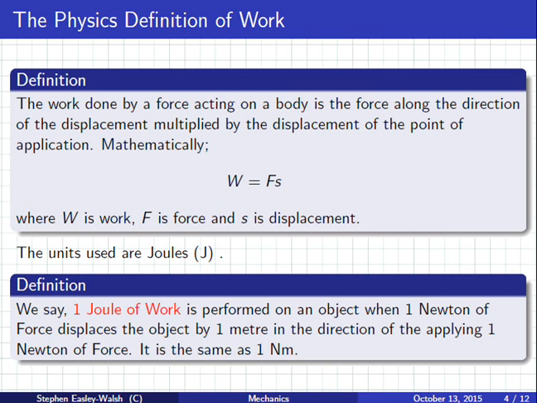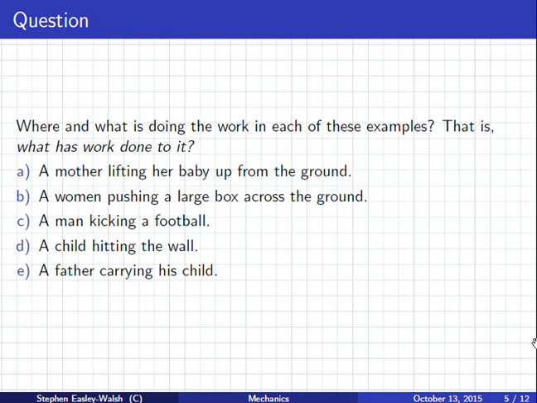Okay. Right, can I go on? So, these are some examples I want us to do together. So I want to say what work is being done. So the first one, a mother lifting her baby up from the ground. So there's work being done. What's the force? The force is an up force to lift the baby, and the distance is the distance that was lifted. The height. Okay, what about somebody pushing a box? So the force is how much force she used to push the box, and the distance is how much the box moved, it's being pushed. A man kicking a football.